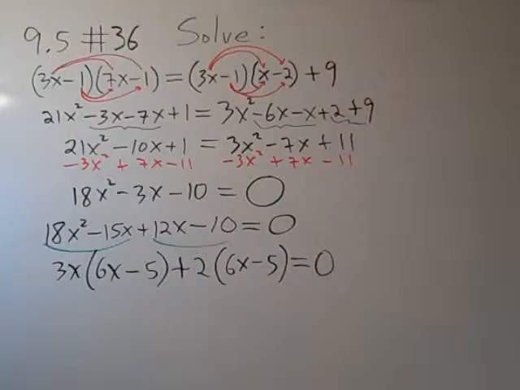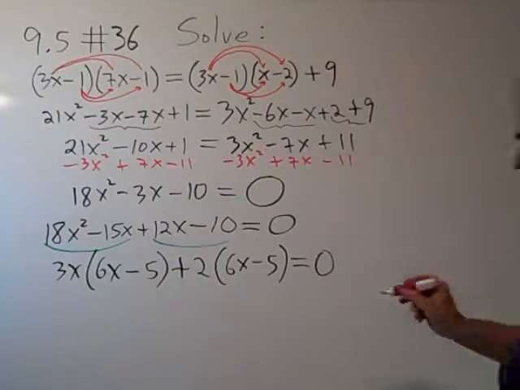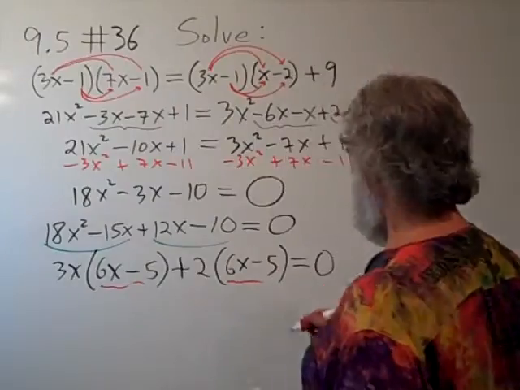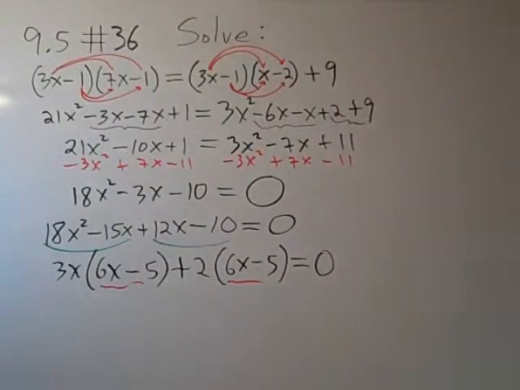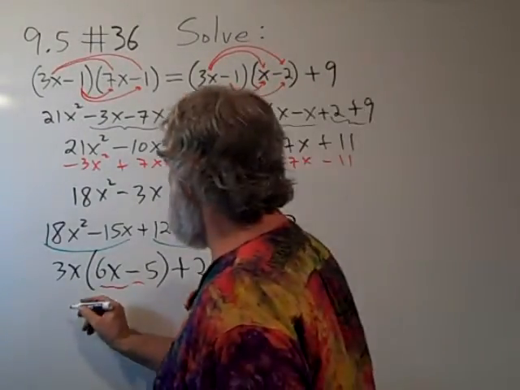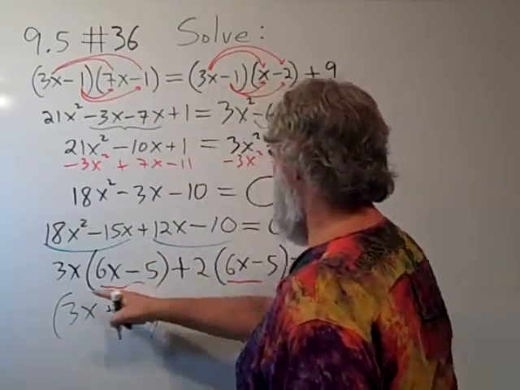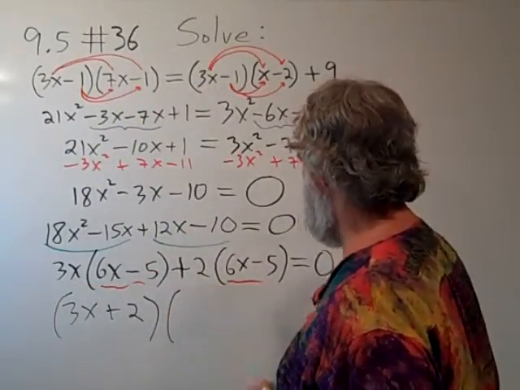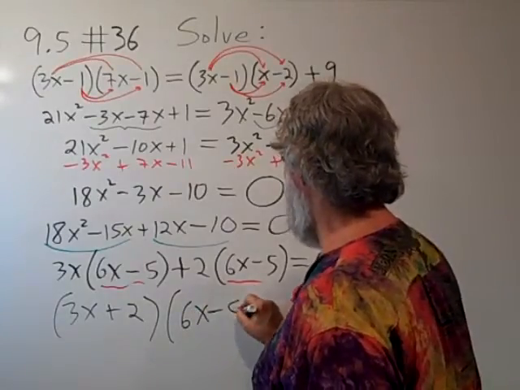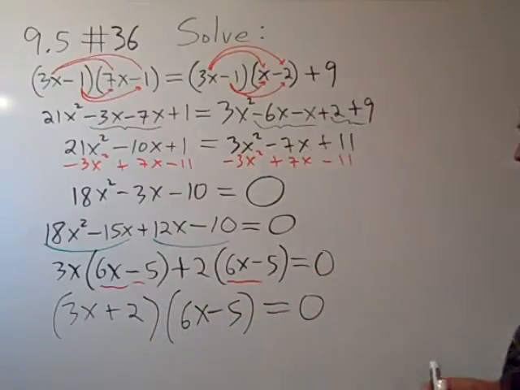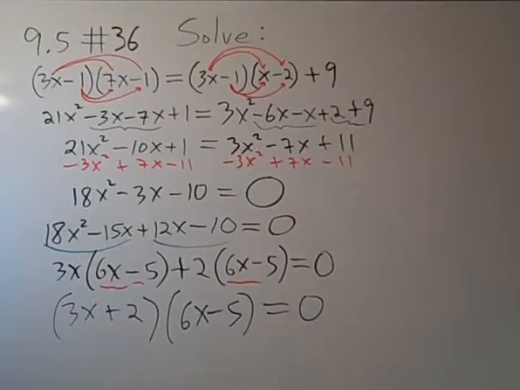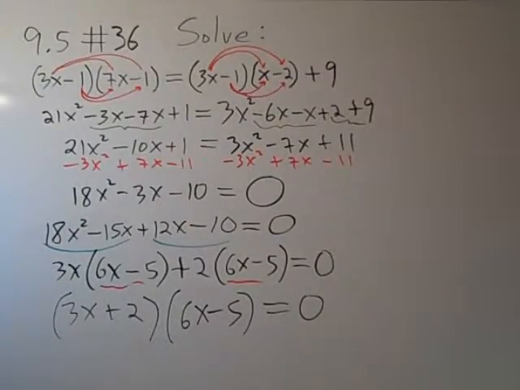So now we have a common factor of 6x minus 5. There and there. So we can factor out that 6x minus 5. That leaves behind a 3x plus 2. 3x plus 2 times this 6x minus 5 that we factored out. Now the quadratic is factored and we can start to look at the solutions here.